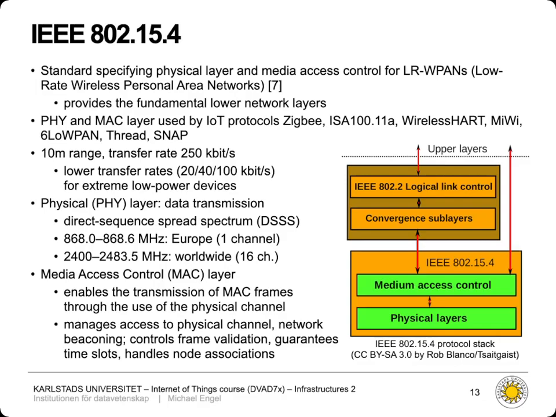On top of the physical layer, we have the media access control layer. This enables the transmission of media access control frames, the basic data packets that are actually sent over the wireless network. This is then, of course, sent over the physical channel, depending on the frequency you configured. The media access control layer is responsible for a number of things. It manages access to the physical channel. It manages network beaconing, so saying, hello, I'm a new device on the network. It controls the validation of frames, so it checks the frame integrity of received data. It guarantees time slots, so we don't interfere between different communication devices, and it can also handle the association of nodes to networks.